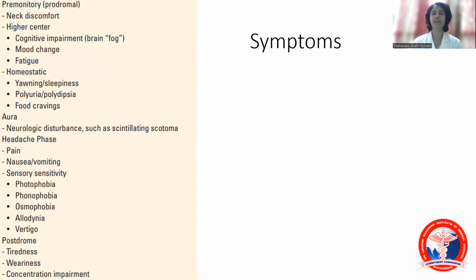So this is followed by a phase of aura. So what is aura? Aura is basically a sort of scintillating scotoma which we are able to see just a few hours before the headache, which is followed by a headache phase. The headache phase has not only pain, it can have nausea or vomiting sometimes. You have sensory sensitivity like photophobia, phonophobia, osmophobia, allodynia, and sometimes vertigo.